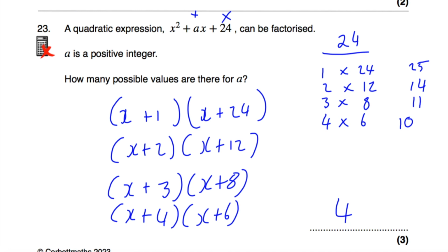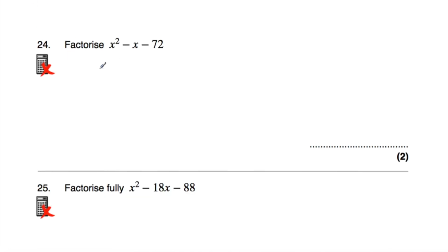Okay, let's have a look at question number 24. It says factorise x squared minus x minus 72. So we want to factorise this, so let's put our brackets down, and because it's x squared, we've got x in the front of both brackets. We want two numbers that will multiply together to be minus 72, and they're going to add together to be minus 1, because that's minus 1x.